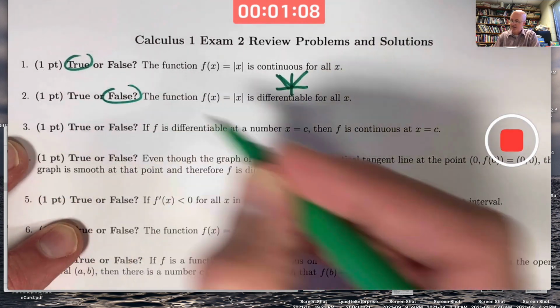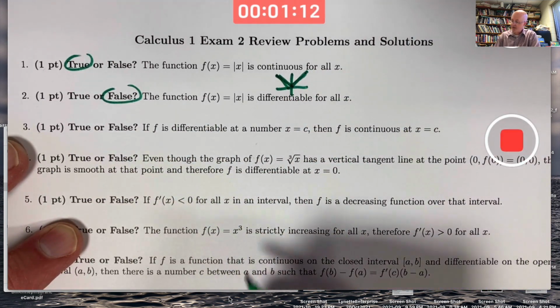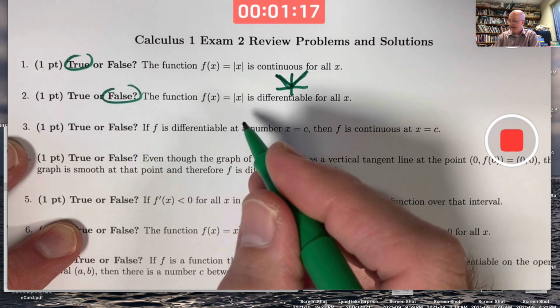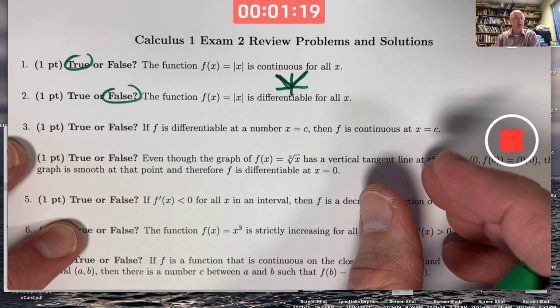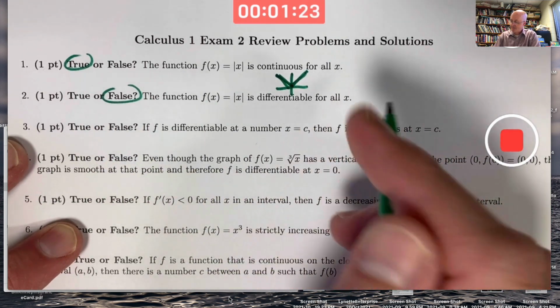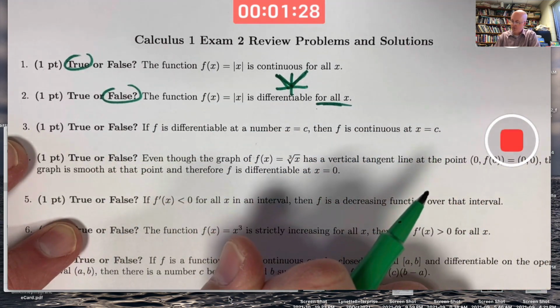Number 2, the same function, the absolute value function, is differentiable for all x. That is false. It's got a corner in the graph at x equals 0. The absolute value of x fails to be differentiable at x equals 0. If I said it's differentiable on some other interval that did not contain 0, then I could say true. But since I'm saying for all x, it's false. It fails to be differentiable at one point.